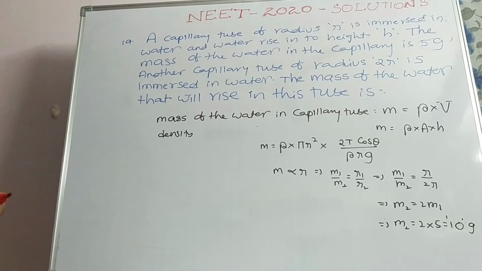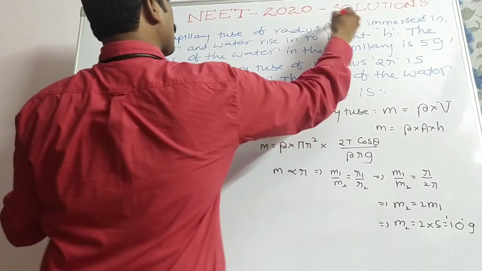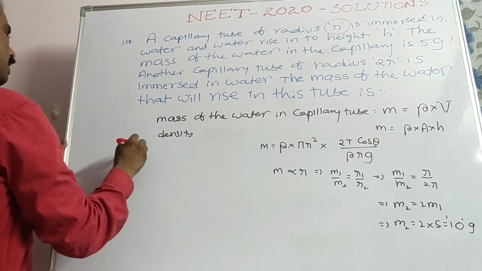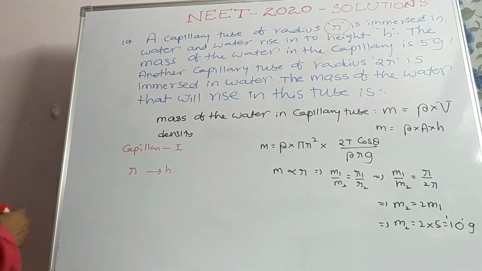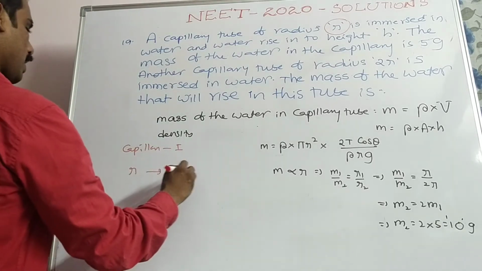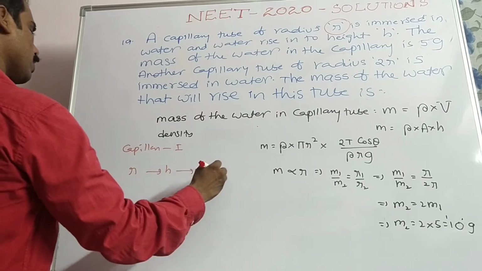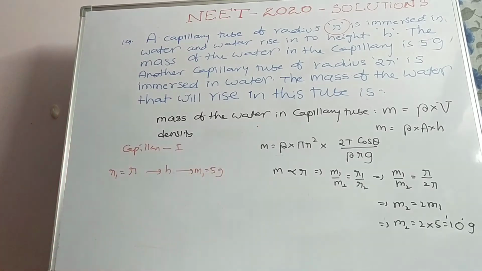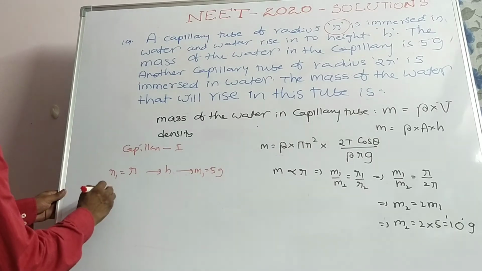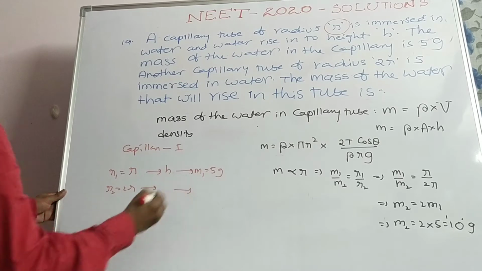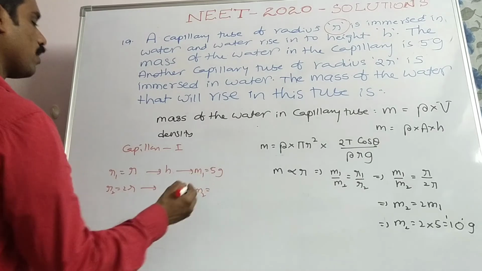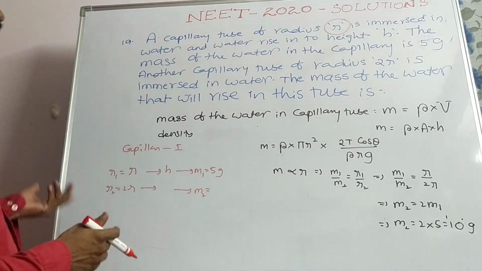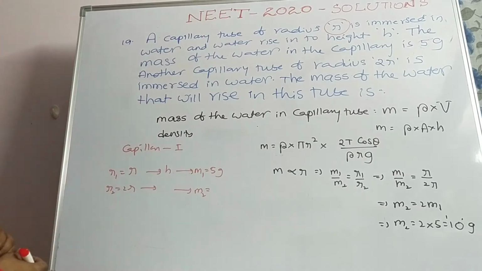So first of all, there is a capillary tube 1 whose radius r1 is smaller and the water rises to height h, and the mass given is m1 equal to 5 gram, r1 is equal to r. Now another capillary tube of radius 2r is taken. What will be the mass of the liquid raised in this tube? Here we have to consider h to be constant, I think. So what about the expression?